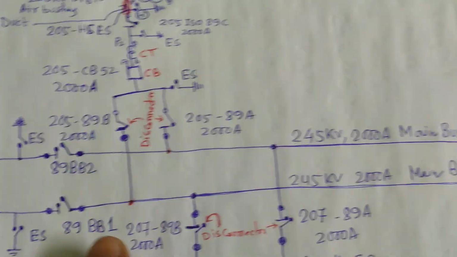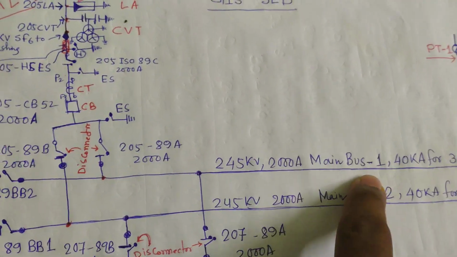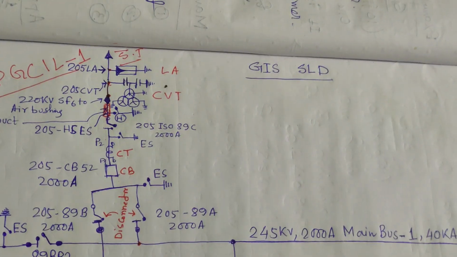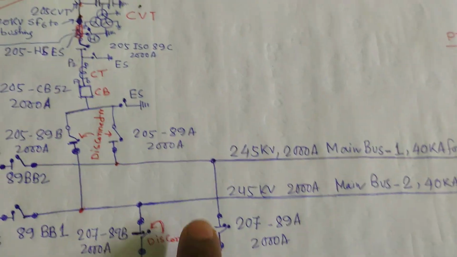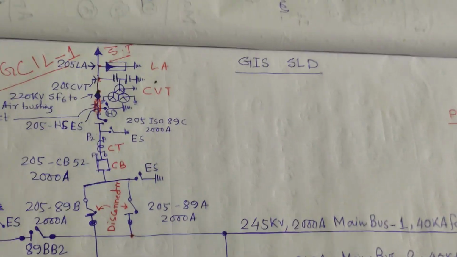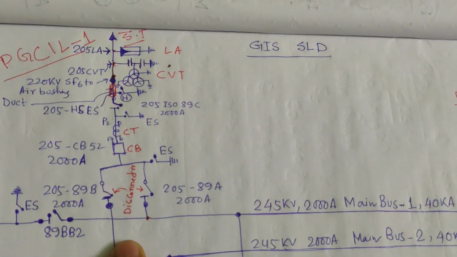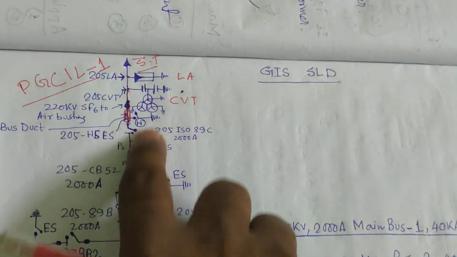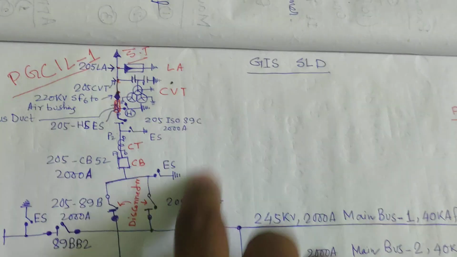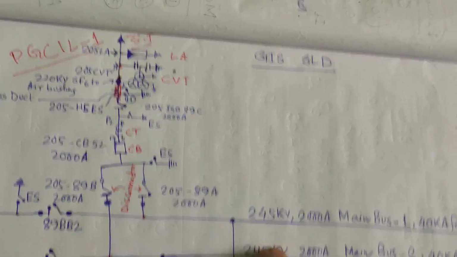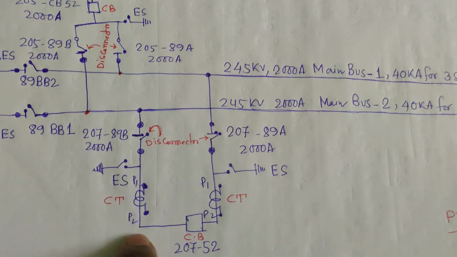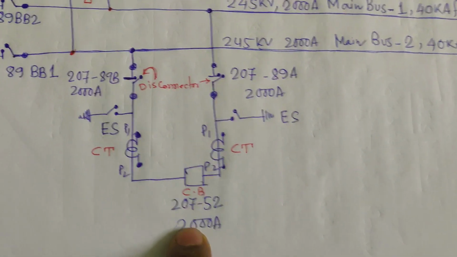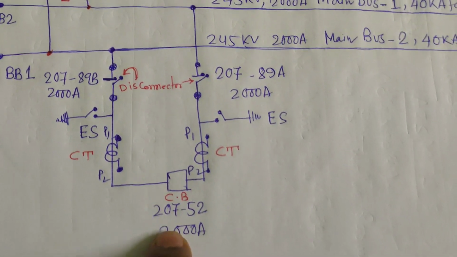We will feed the power to main bus 1 from power grid 1, and from power grid 2 we will feed the power to main bus 2. So the incomers come from power grid 1 to main bus 1 and power grid 2 to main bus 2, and these two are connected in parallel with the help of a bus coupler, here a parallel circuit breaker.